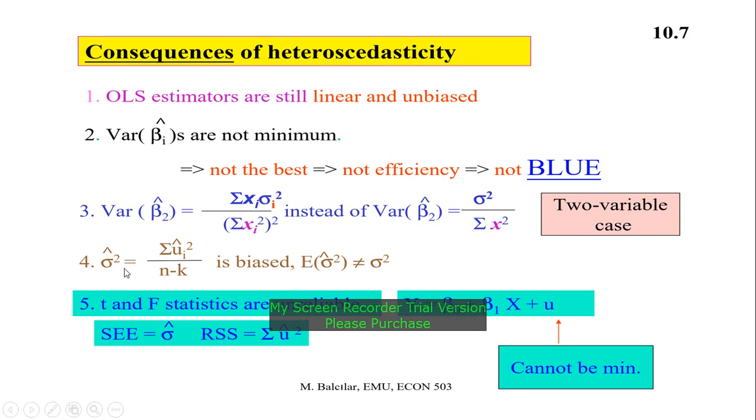So now we have biased standard errors or variances, as you can see here. And we have the t and f statistics being unreliable, because the error term here cannot be minimum.